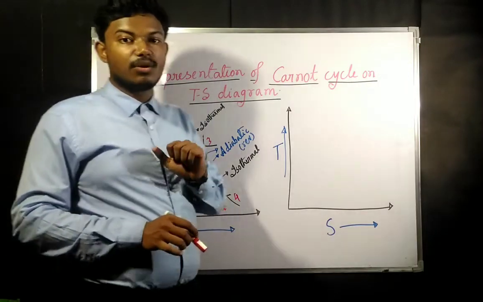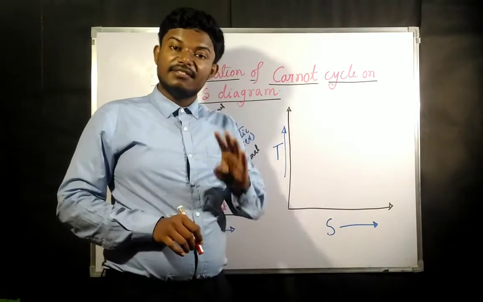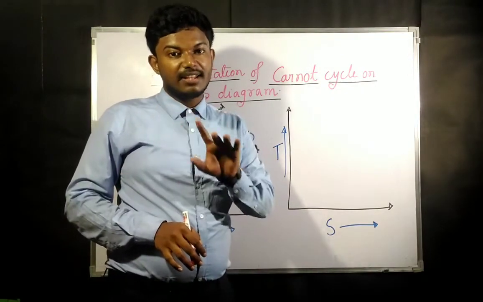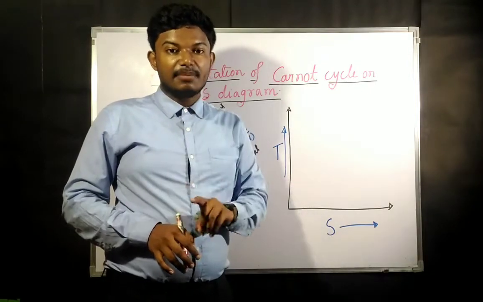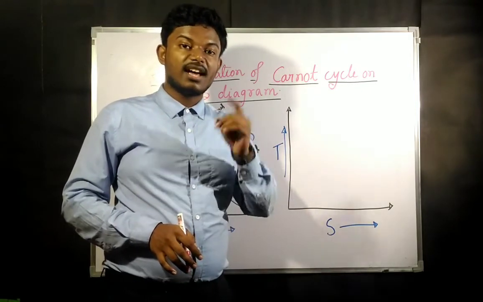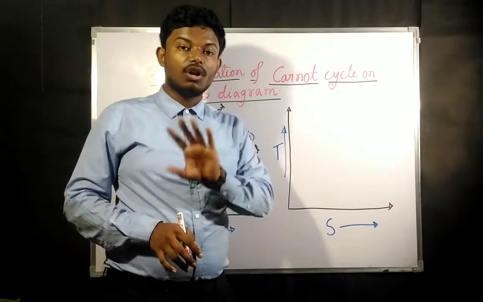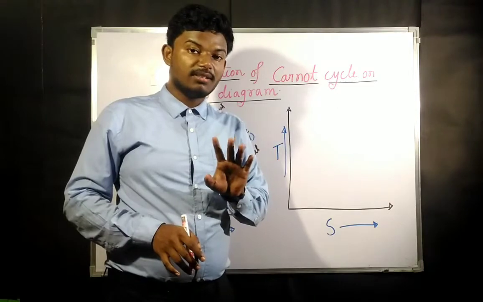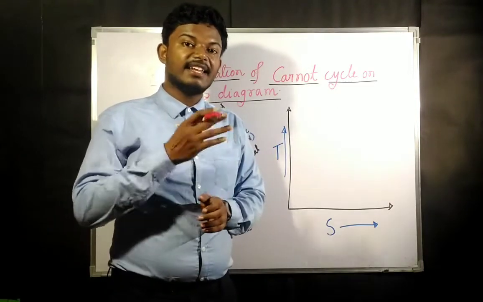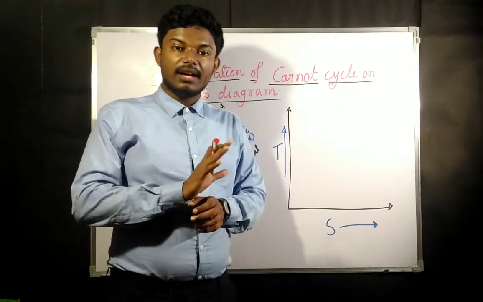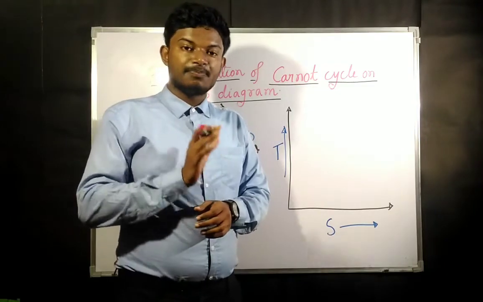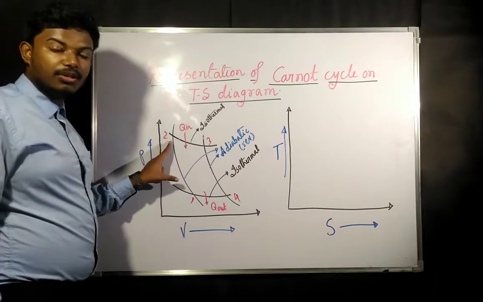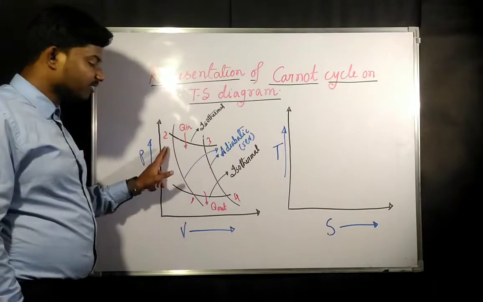Now in the last lecture what we have seen is that reversible adiabatic is always isentropic. We have said that all reversible adiabatic processes are isentropic, but it is not compulsory that any isentropic process must be reversible adiabatic. So in this process it is reversible adiabatic, which is always isentropic.